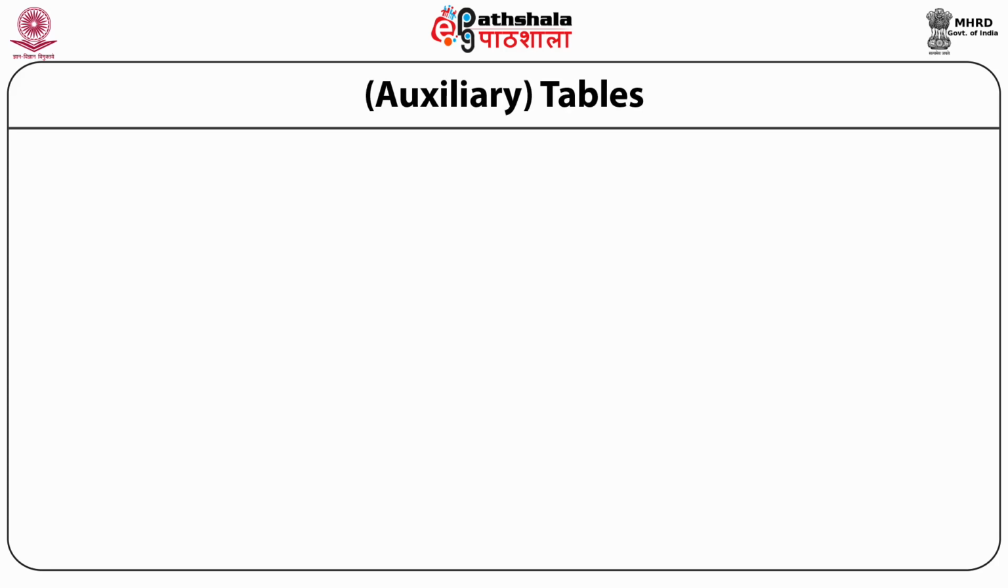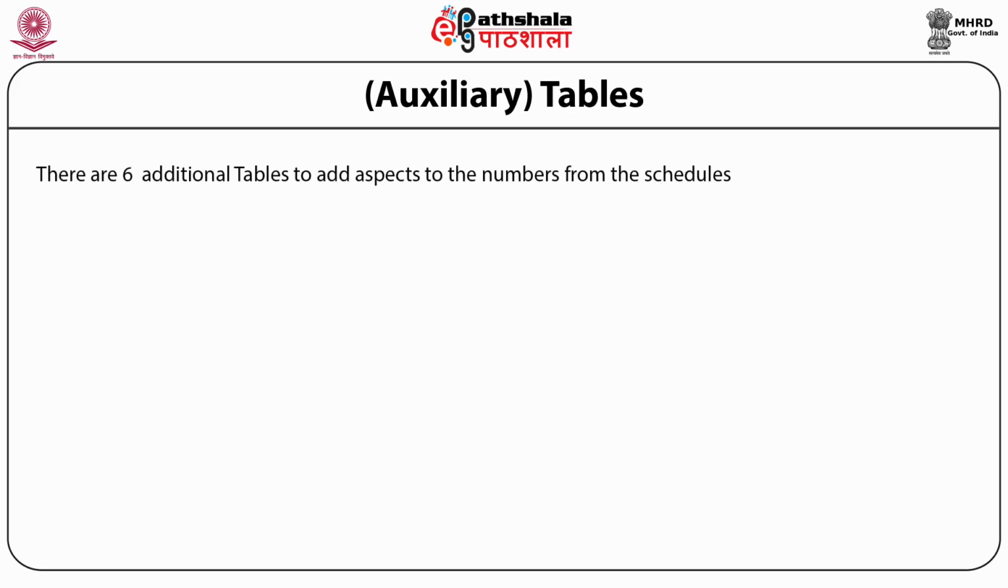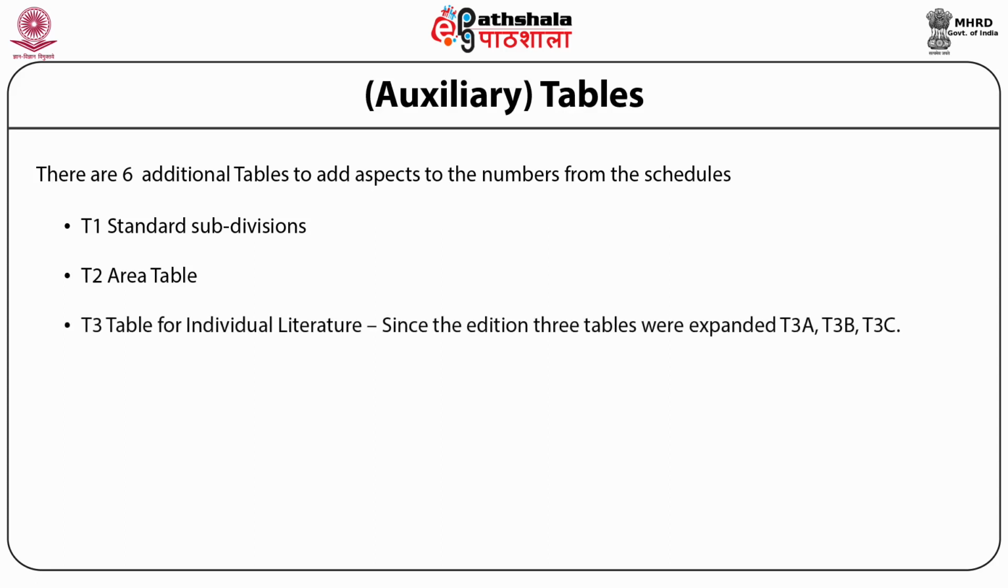In addition to the main schedules, that is the subject numbers, every library classification or book classification requires some additional features to make comprehensive class numbers. The DDC now at present has 6 additional tables which can be added to the numbers in the schedules. The 6 tables are as follows. T1 or Table 1, standard subdivisions, that is also known as form divisions. Table 2 is the area table, that is geographical isolates, the places of the world.